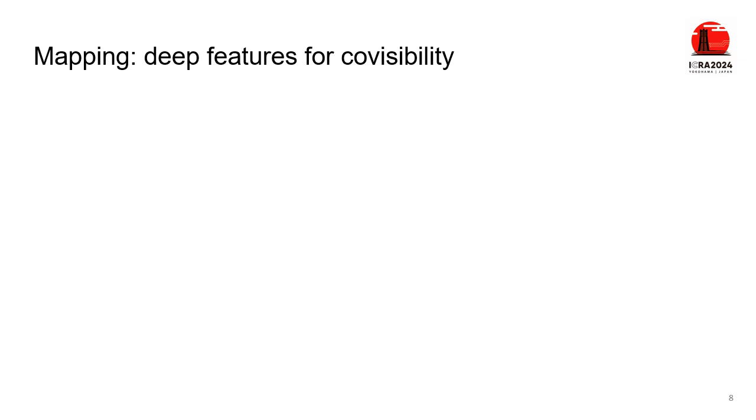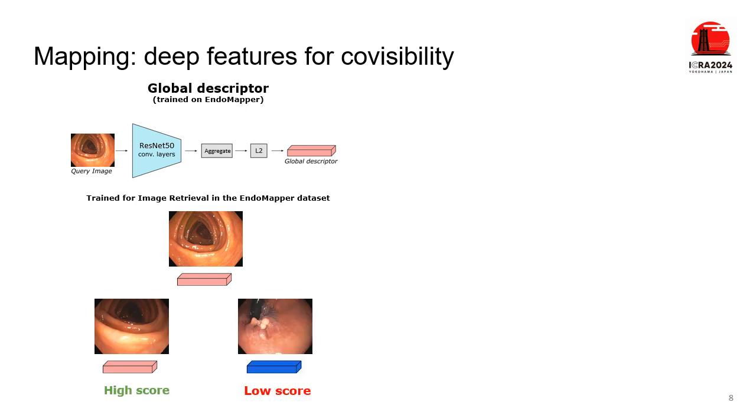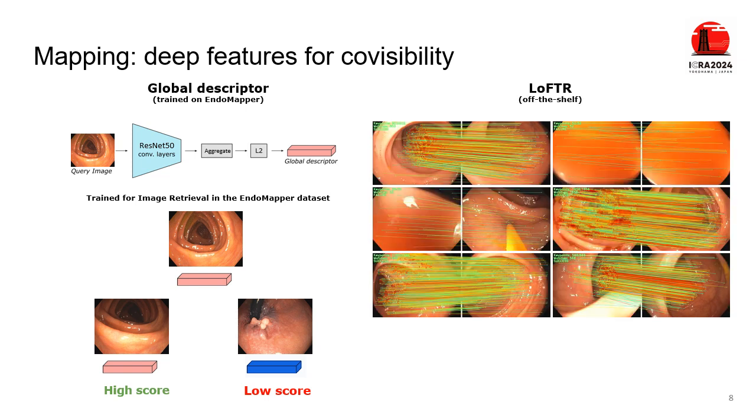Our mapping is powered by deep features that enable covisibility estimation. We employ a neural network to extract a global descriptor. The network is trained for image retrieval in the EndoMapper dataset, being able to give high scores for images depicting the same place and low scores for images depicting different places. This is used in the mapping stage, but also will be used in the localization stage. We also use an off-the-shelf LoFTR, a transformer-based image matching algorithm able to yield semi-dense matches. We deem an image pair as covisible if LoFTR finds more than 100 matches.